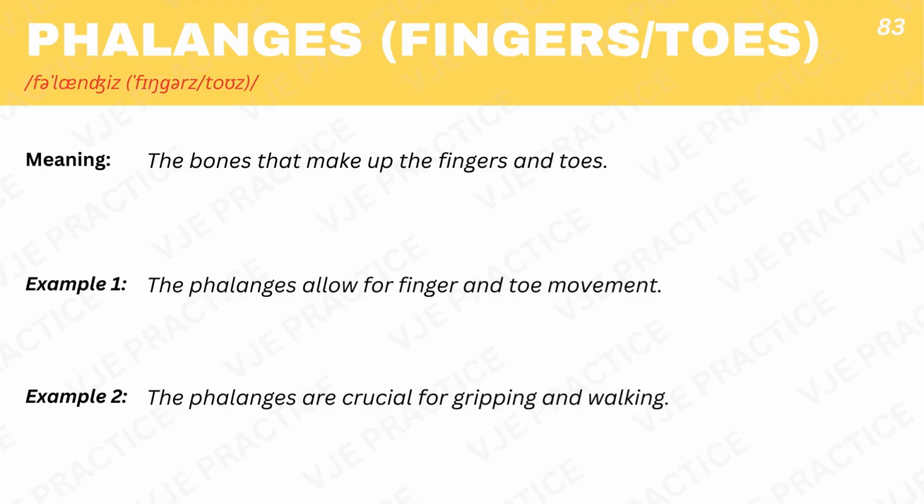Phalanges, the bones that make up the fingers and toes. Example 1. The phalanges allow for finger and toe movement. Example 2. The phalanges are crucial for gripping and walking.